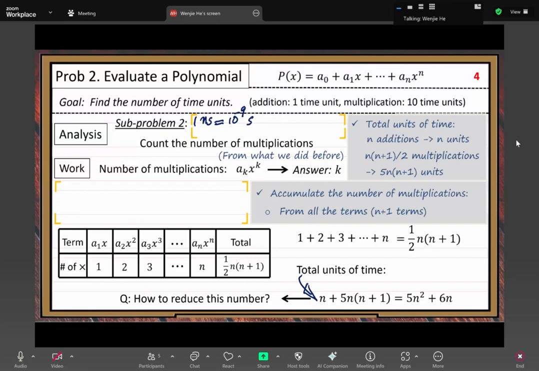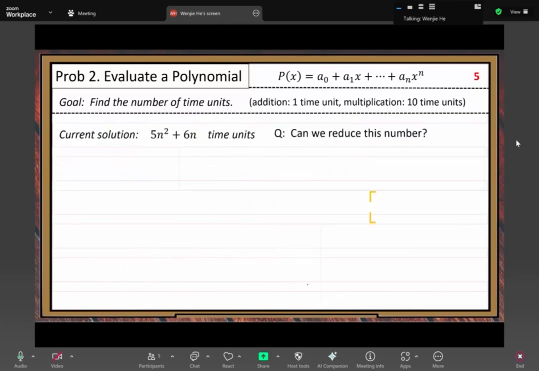Because the improvement is huge. You cannot imagine how big the improvement is. So we will see. All right, let's go to our next improvement strategy.